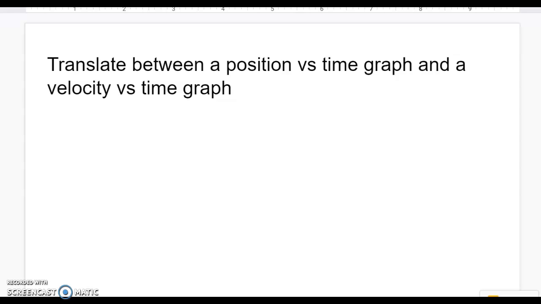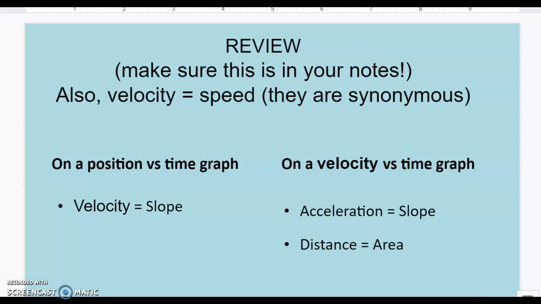Hey physics peeps, we're going to translate between position versus time graphs and velocity versus time graphs. When we get into this, we want to review just a few things that we've done before.